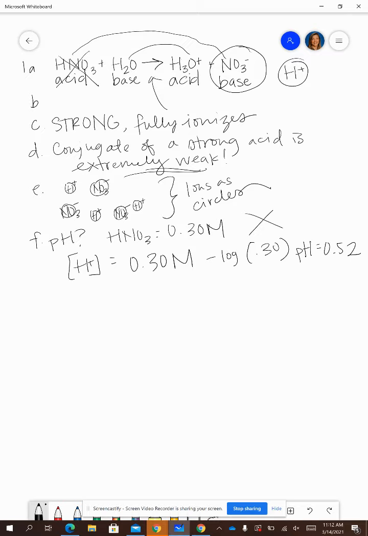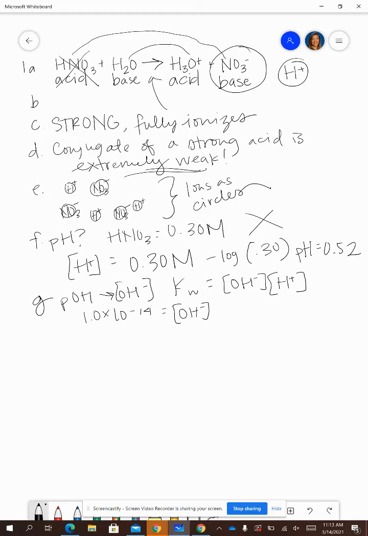Okay, and then G, we also struggled on this one. So again, a lot of people found the pOH and then went to hydroxide ion concentration. I like to do it using Kw because remember, Kw is equal to the concentration of hydroxide ion multiplied by the concentration of hydrogen ion. And Kw is 1.0 times 10 to the negative 14th. So if we're solving for the concentration of hydroxide ion, we can just pop our 0.30 molar in there for hydrogen ion, solve for hydroxide ion, and I got 3.3 times 10 to the negative 14th.